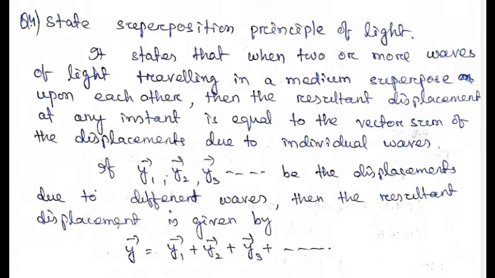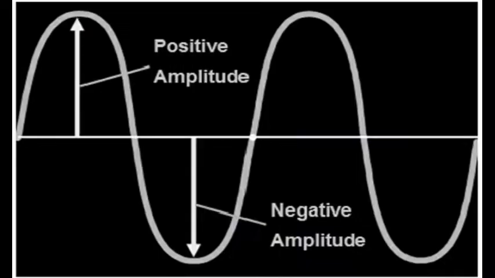Superposition principle states that when two or more waves of light traveling in a medium superpose upon each other, then the resultant displacement at an instant is equal to the vector sum of the displacements due to individual waves. If y1, y2, y3 be the displacements due to different waves, then the resultant displacement is given by y equals y1 plus y2 plus y3 and so on. It means we just add them up by using simple arithmetic.